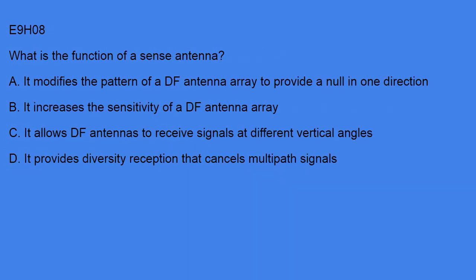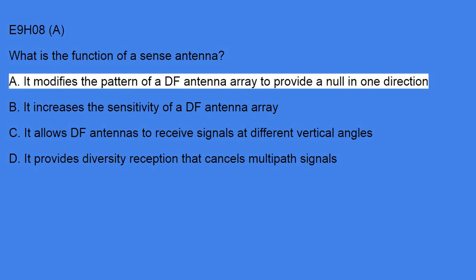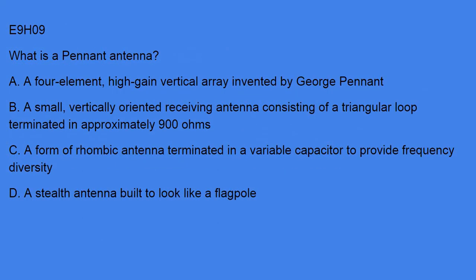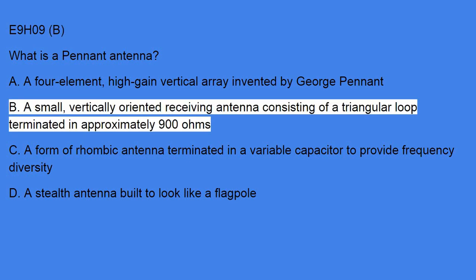E9H08, what is the function of a sense antenna? It modifies the pattern of a DF antenna array to provide a null in one direction. E9H09, what is a pennant antenna? A small vertically oriented receiving antenna consisting of a triangular loop terminated in approximately 900 ohms.